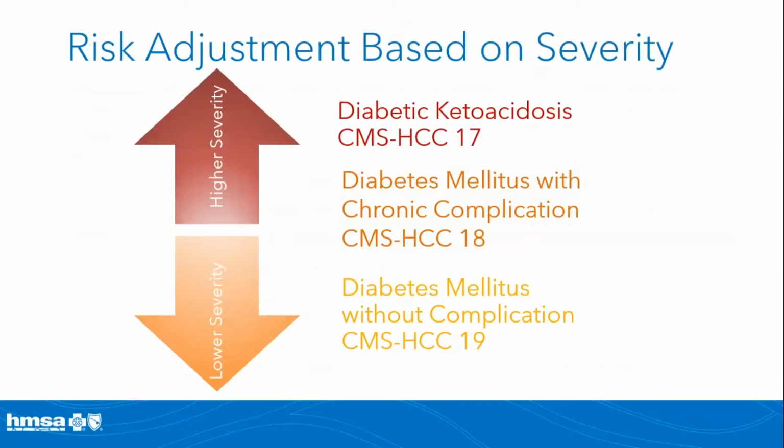In another example, if Medicare received a claim in February for diabetes without complication, and another claim was submitted in September for the same member for diabetes with a chronic complication of peripheral vascular disease, only the risk value of the more severe HCC would be used in the HCC risk score calculation for that beneficiary.